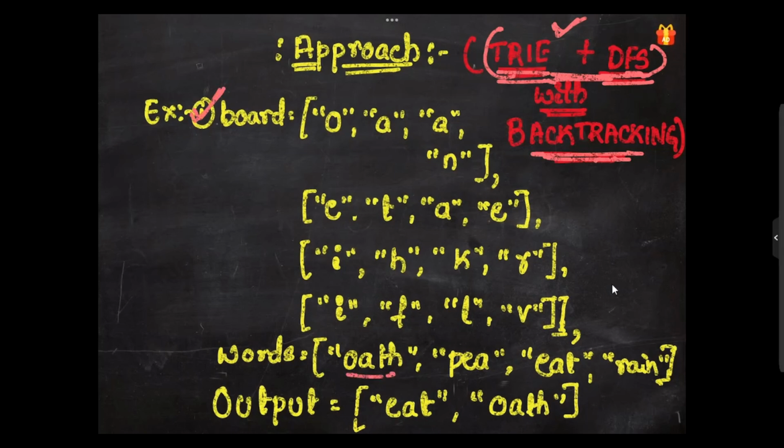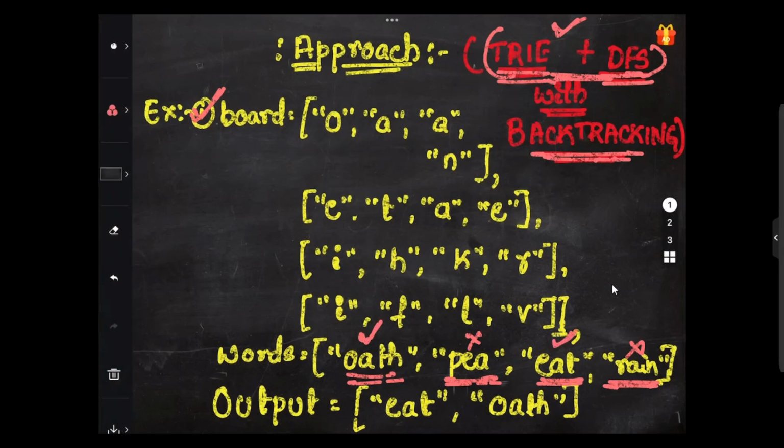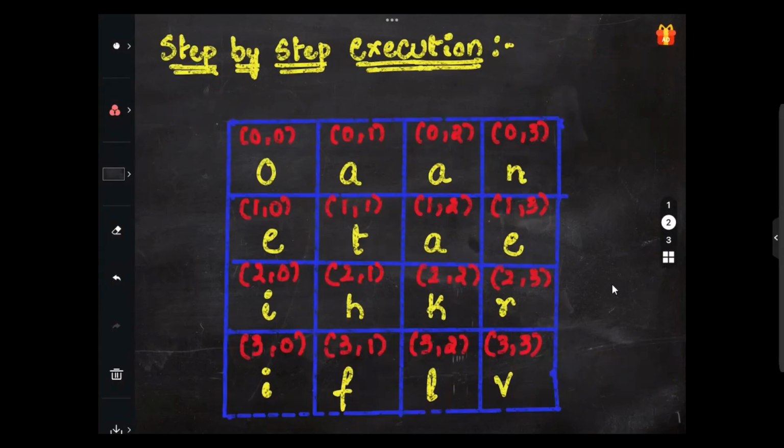So we have already discussed this one. We saw this one, right? Both P, eat and rain. Basically, P and rain. We couldn't find P and rain in the grid according to the requirement that they have given in the question. So we had returned oath and eat. The first example we have already discussed. This is fine. Let's move on with the step-by-step execution here, right?